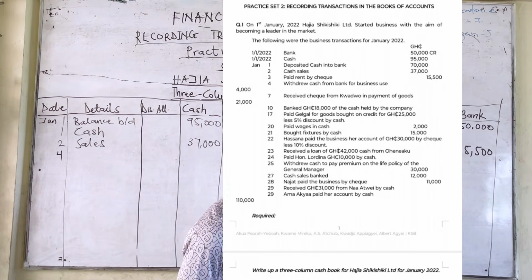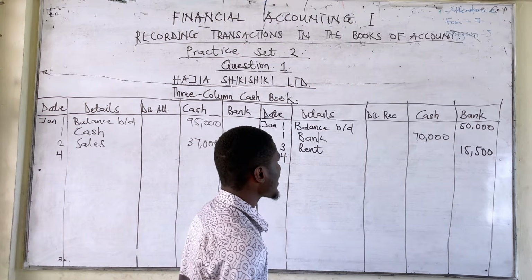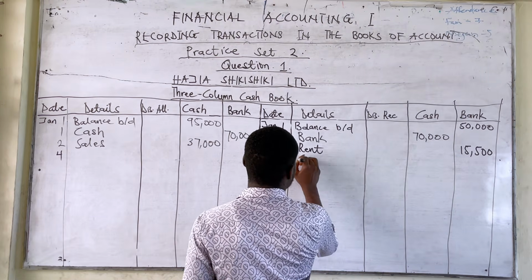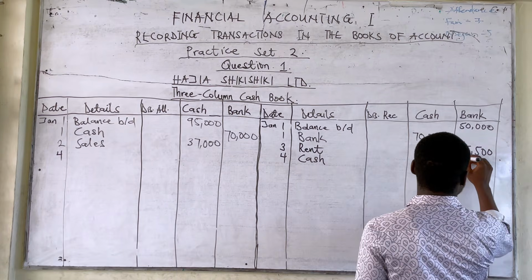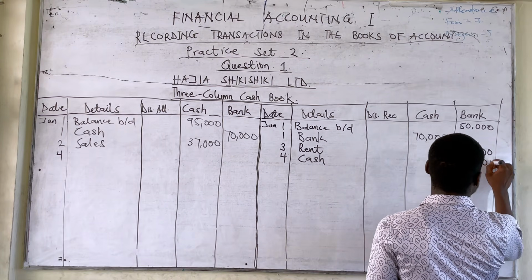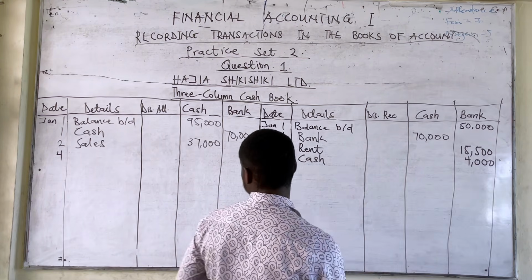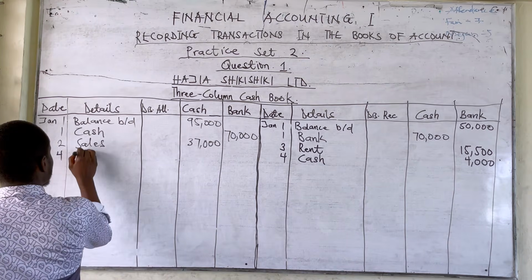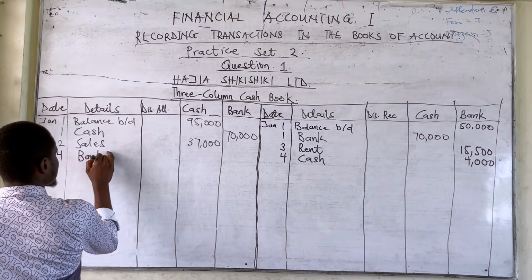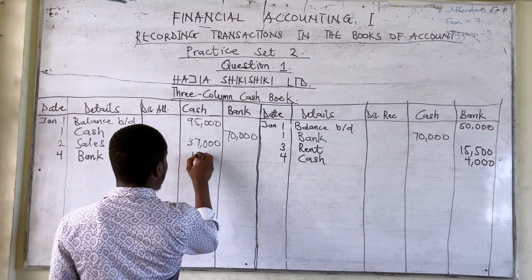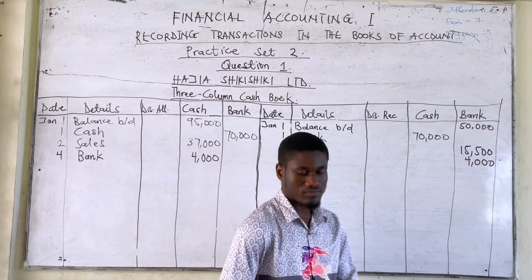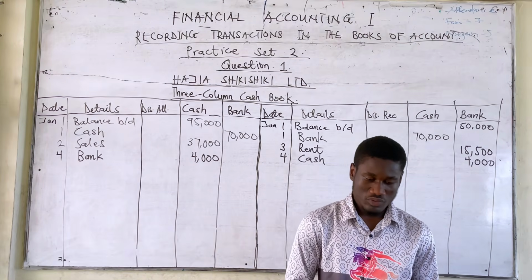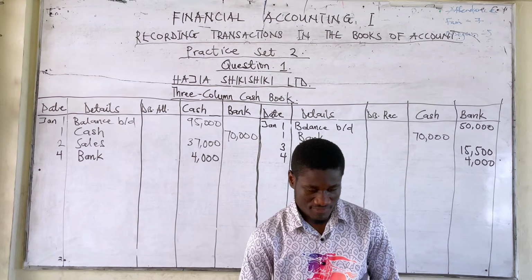What is decreasing? What is increasing? Bank is decreasing by 4,000. Good. Then cash is increasing by 4,000. Good. So we move to January 7th.